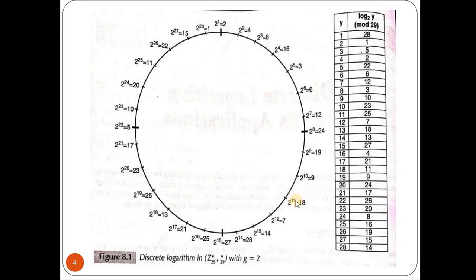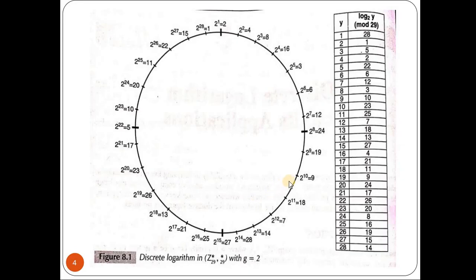So the inverse of 18 is nothing but 11. You can see in the row 18 you have 11. In this cycle you have taken x values ranging from 1, 2, 3, up till 28. Similarly, the y values cover all the values from 1 till 28.